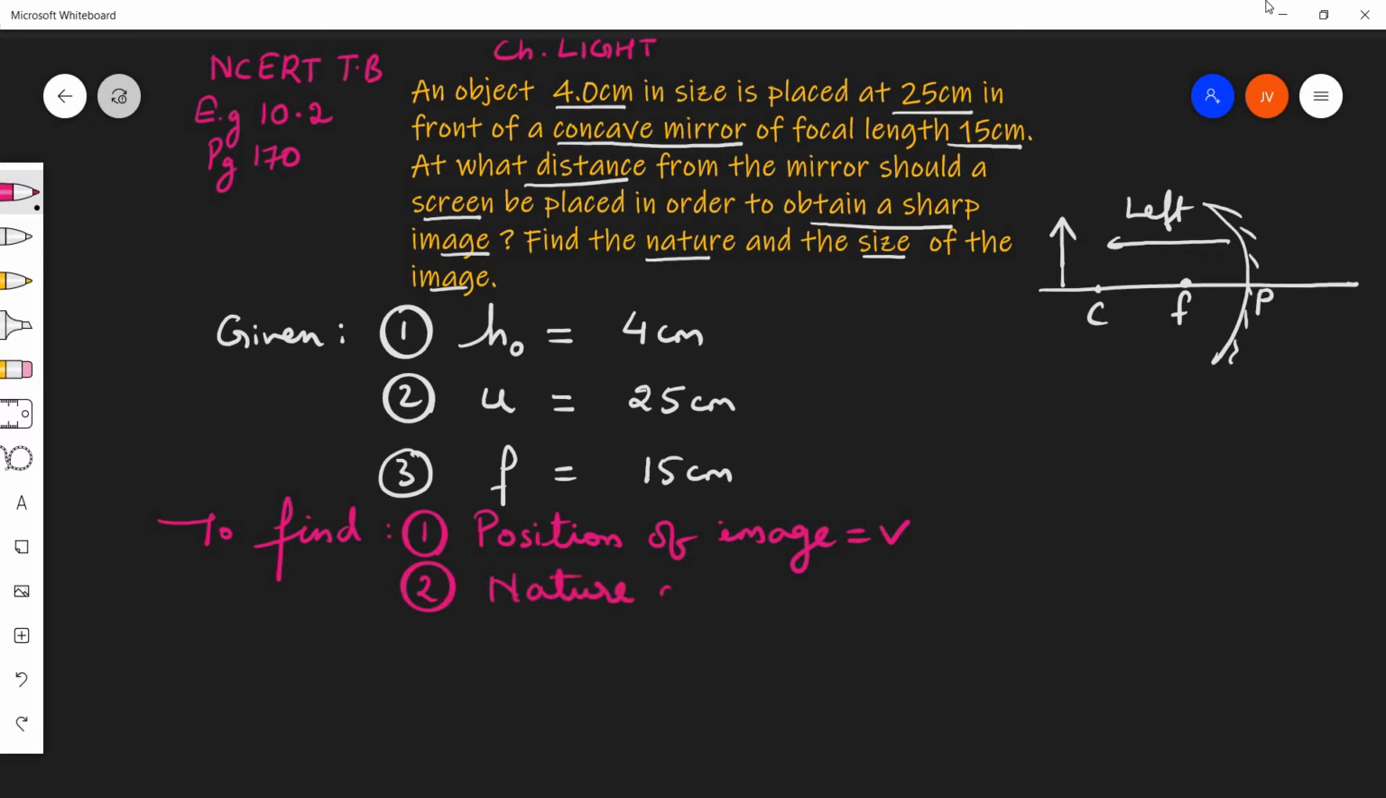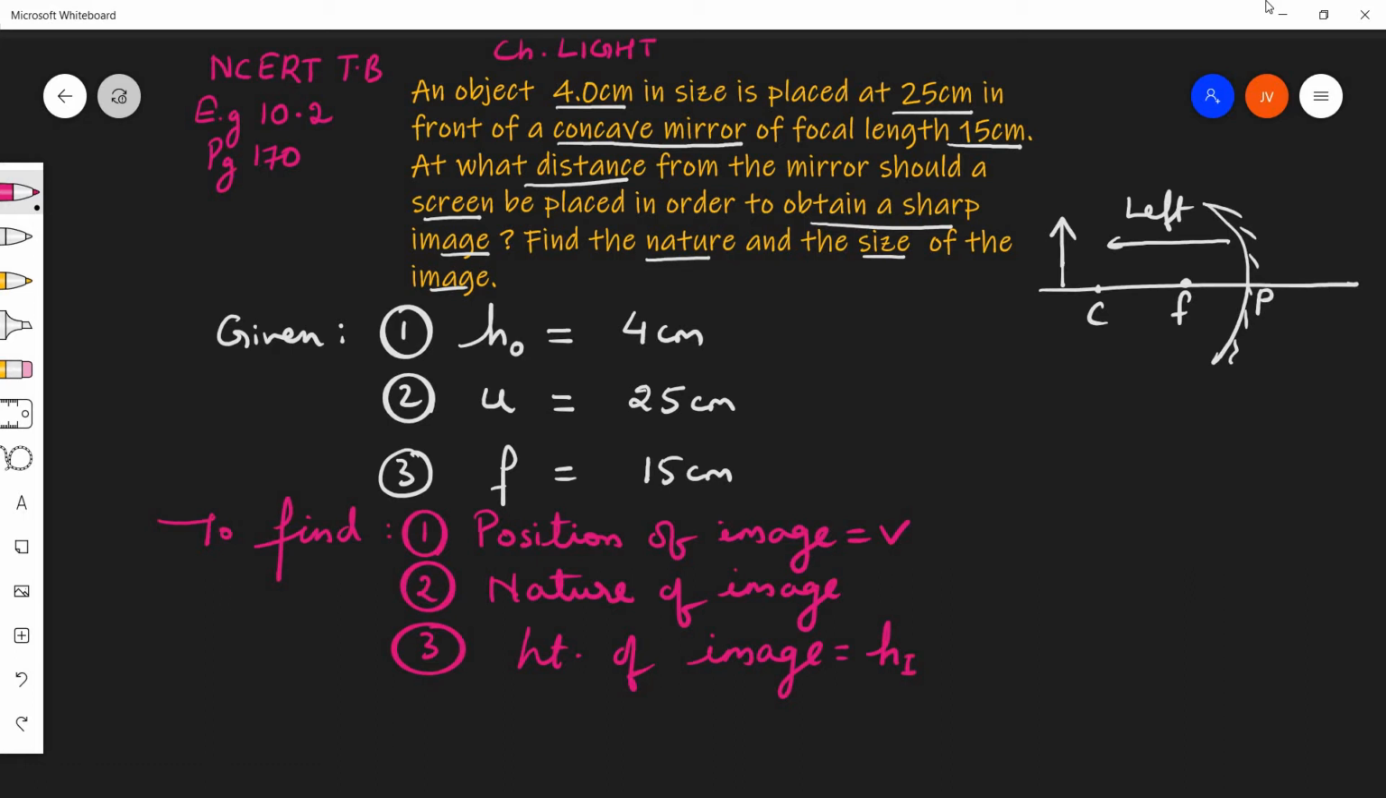For nature of image, we can calculate magnification, or based on height of image or size of image also we can tell nature of image, that is whether it is real or inverted. Size of image, if it is positive, virtual image. If it is negative, real image. And other than that, we have to find size or height of image. So these three we have to find out from the given details.